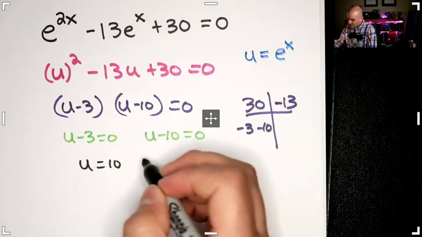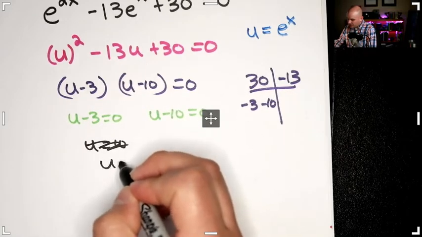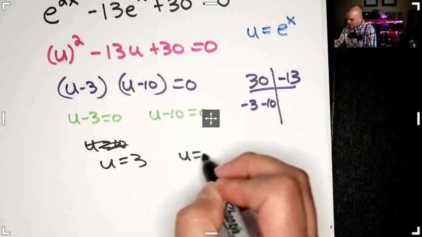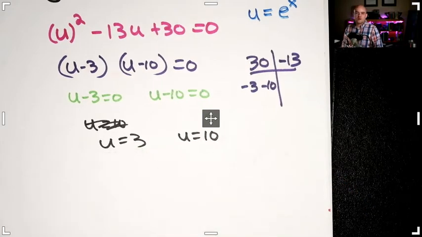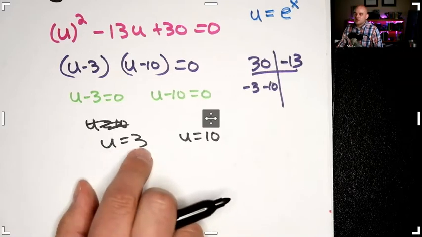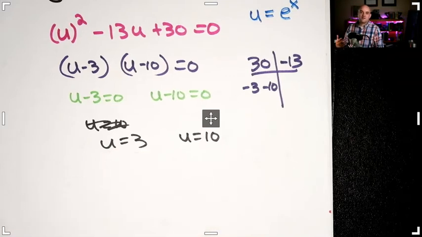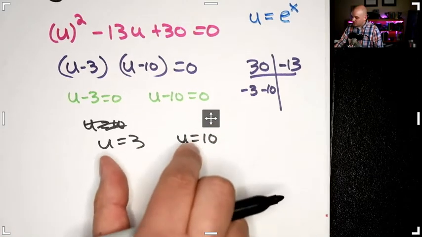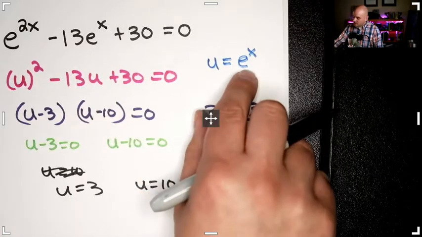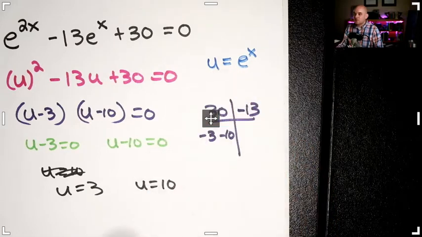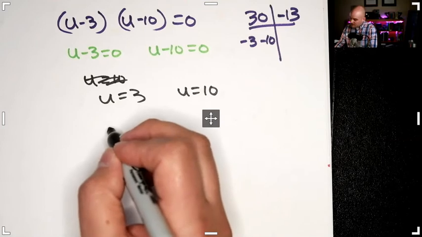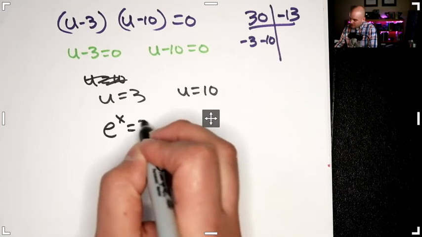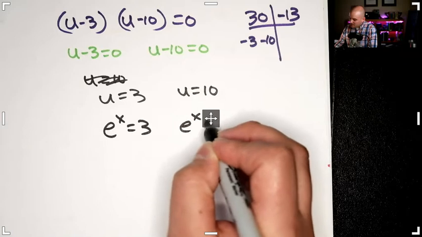Let's write it right here in the right spot. u equals 3, u equals 10. Now, be careful here. This is not our answer because the question did not say find the value of u. It said find the value of x. So we need to make sure once we get u by itself that we go back and put e to the x in for u and solve for x. So that's what I'm going to do next. I've got e to the x is equal to 3, and e to the x is equal to 10.